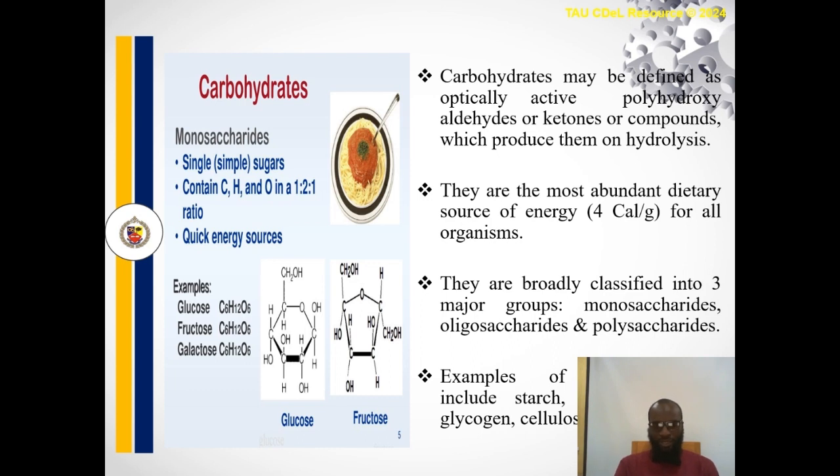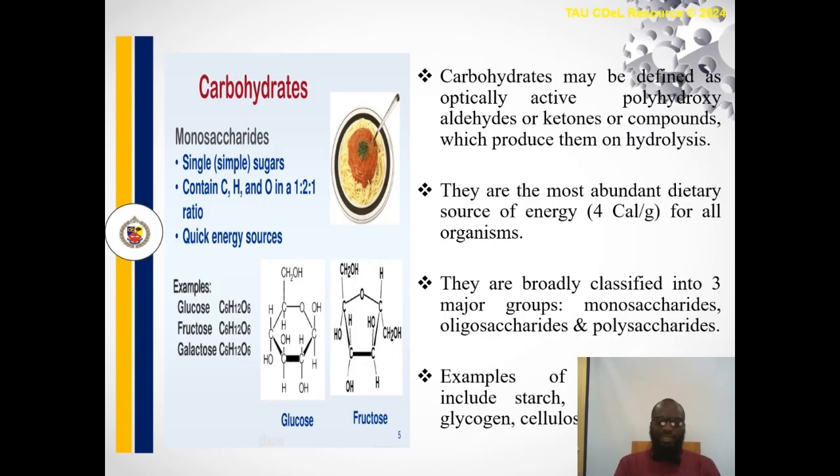Disaccharides, like I said, are the most important subclass of oligosaccharides. Disaccharides, we have compounds like maltose, sucrose, lactose, and the rest. Lactose is milk sugar, which is just a combination of galactose and glucose. Maltose is malt sugar, a combination of glucose and glucose, while sucrose is table sugar, which is the combination of glucose and fructose. Then polysaccharides, examples of polysaccharides include starch, glycogen, cellulose, etc.